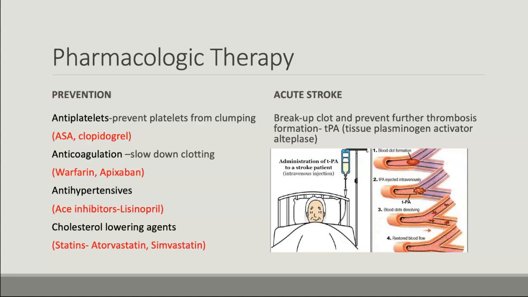Antihypertensives, because that is the leading cause of stroke, so we want to make sure that we're managing high blood pressure. And then statins, because plaque is going to build up if people have high cholesterol. So we want to give those statins.